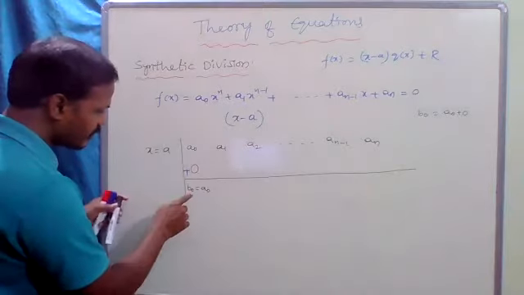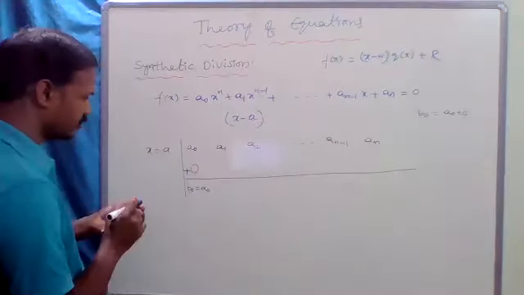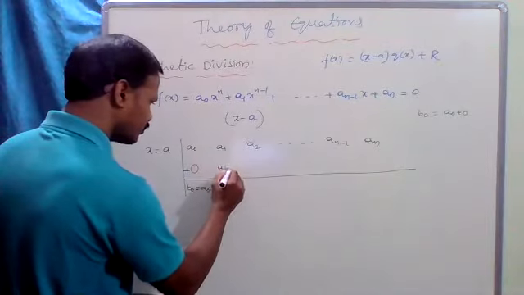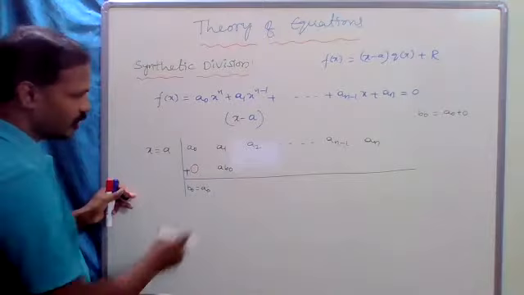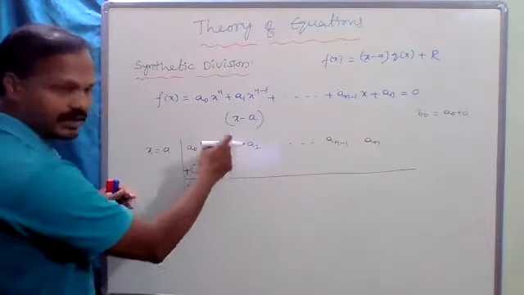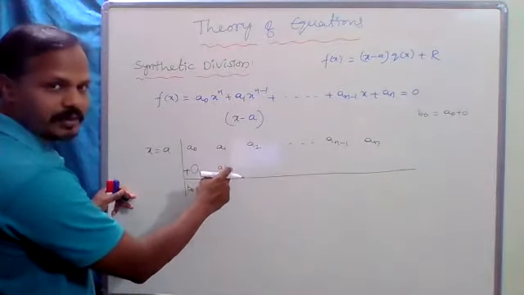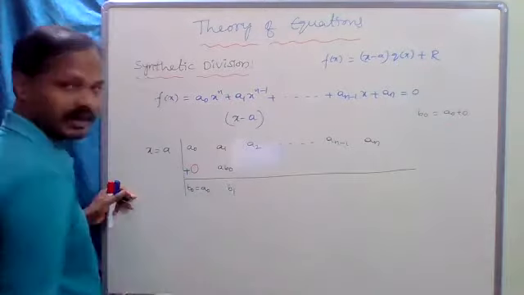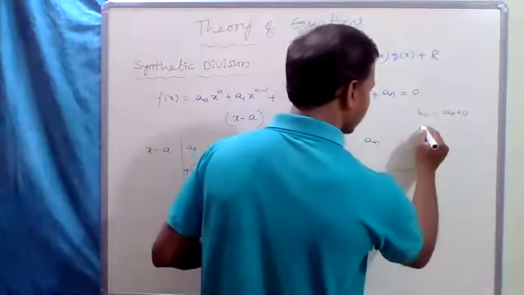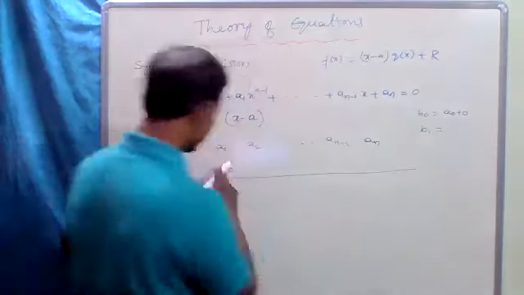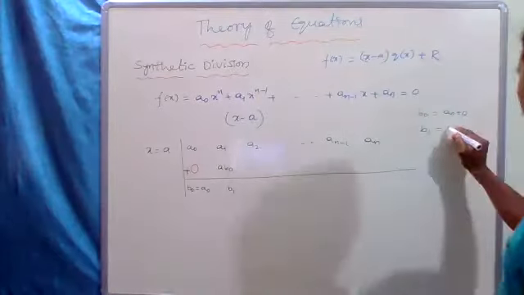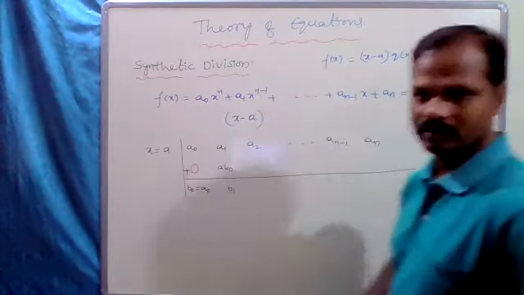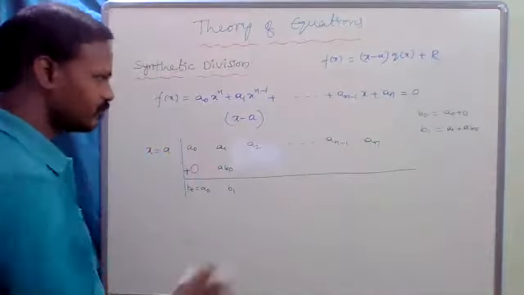Now multiply this b naught and a, which is a b naught. Now add these two, a1 and a b naught. By adding these two, you will get b1. So that is b1 equal to a1 plus a b naught. Okay, fine.